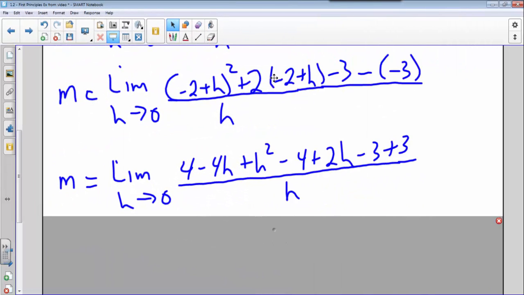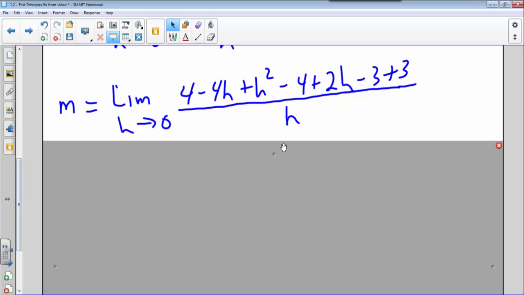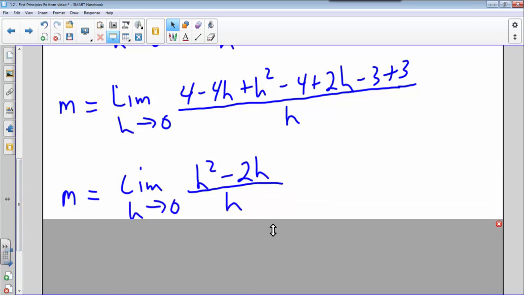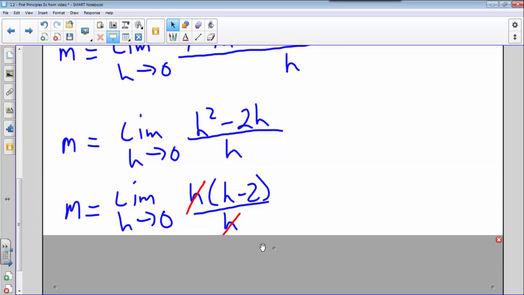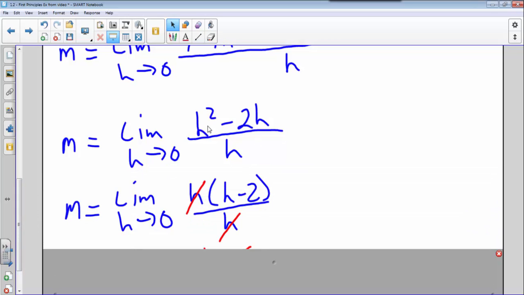Expand the first term, multiply the 2 here through the negative 2 plus h, and as we simplify that numerator, we'll see that we have a 4 minus 4 minus 3 plus 3, so all the units are gone. I'm left with an h squared and a minus 2h, negative 4h plus 2 more h. And as we were seeing in the work earlier, the h should factor out of the top and then divide through with the h on the bottom.